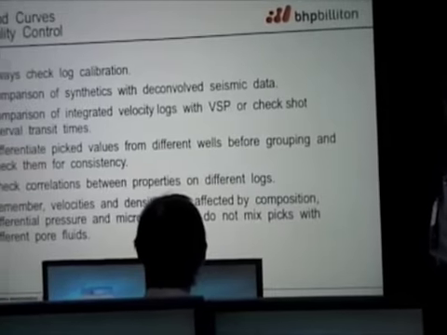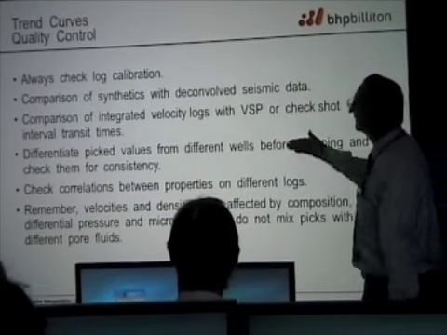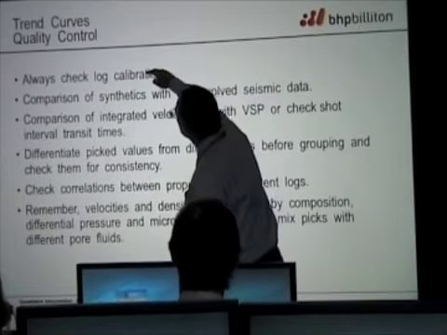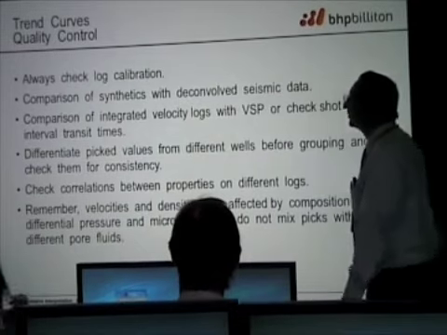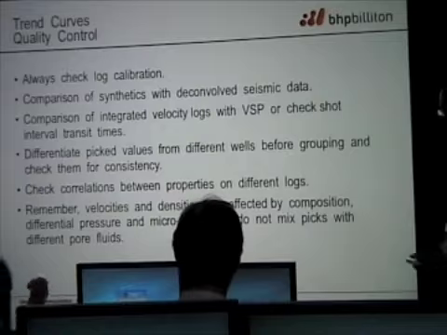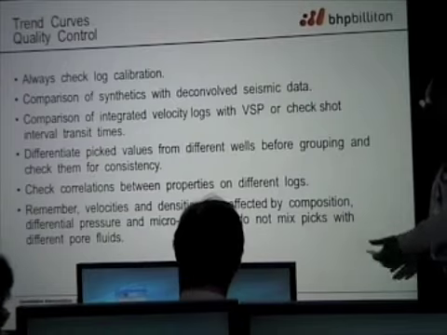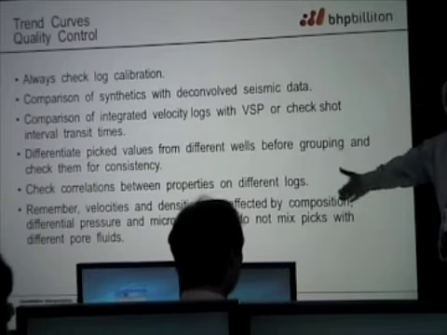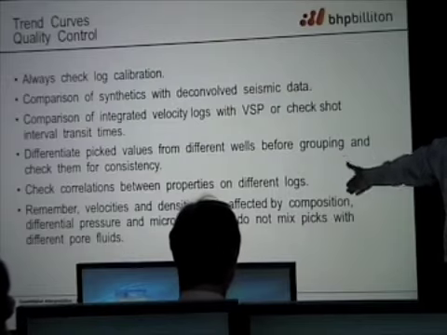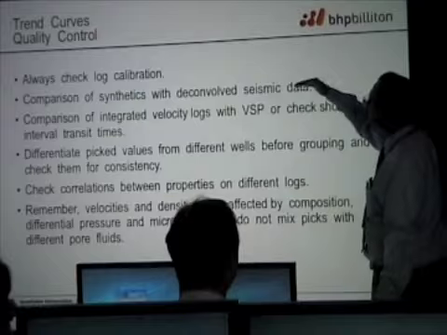Okay, quality control. I said I was going to say something about quality control. I put this in here a long time ago. I think this is almost automatically done now, but it never hurts to look. You should always check your log calibrations. If you have three wells and the tool wasn't reading density right, the calibration section will show a big mistake in one of them. You're going to get those different trend curves, and you're going to think that's meaningful on its own. Comparison of synthetics with deconvolved seismic data is very important.